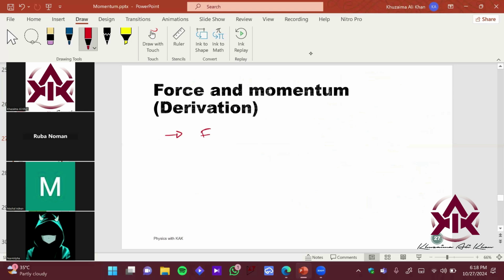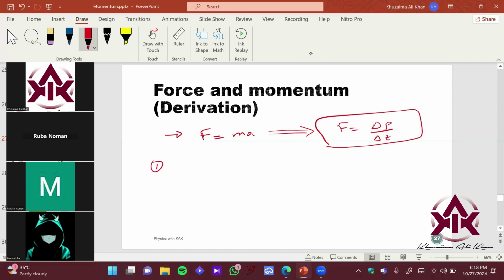So we have this formula which we have studied in forces, that is Newton's second law, that F equals ma, right? We want to go from here to this new shape, that is F equals change in momentum upon change in time, right? How do we go from here to here? Before this, I'm going to take some help from an equation which we have also studied before.